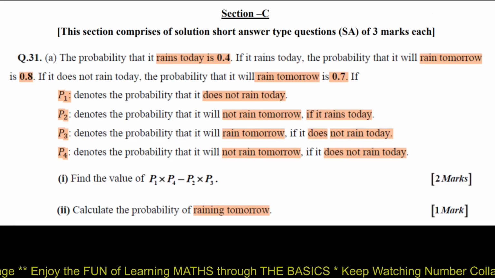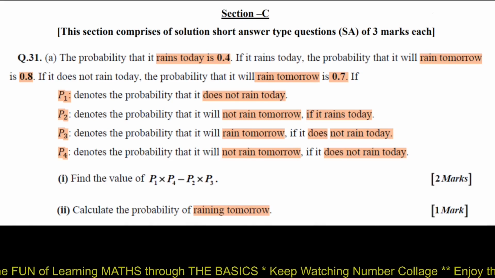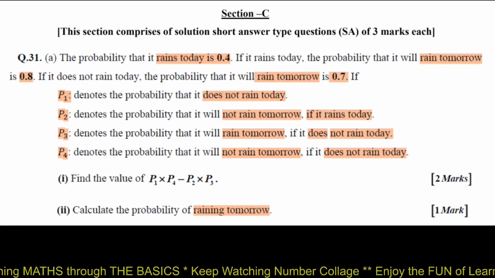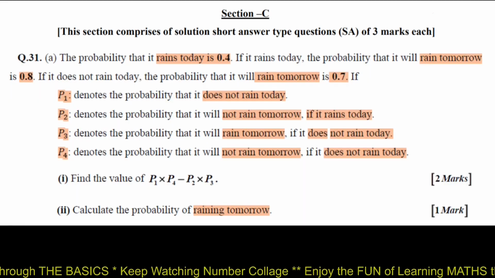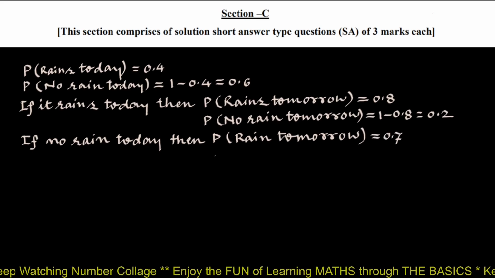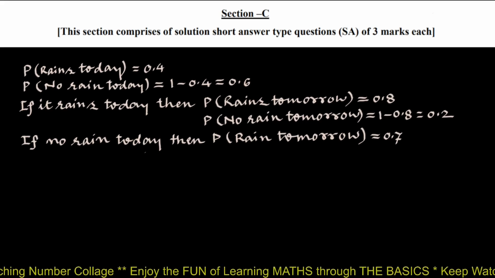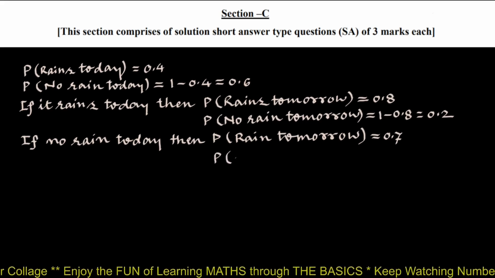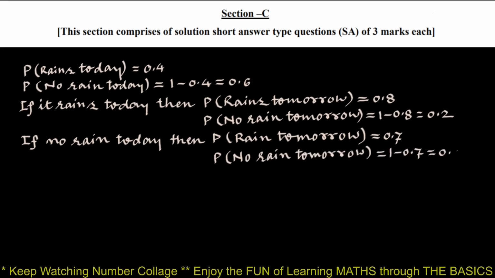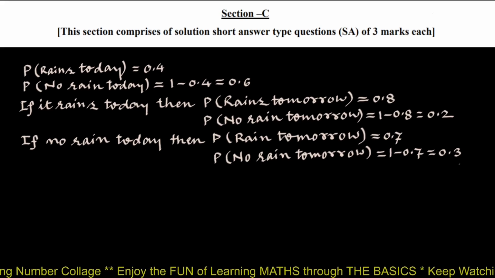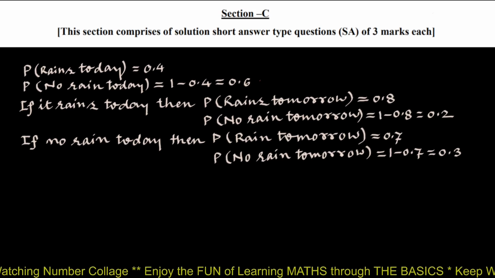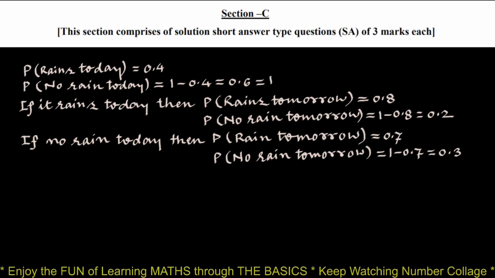complementary event. If it does not rain today, the probability that it will rain tomorrow is 0.7. This we write as if no rain today, then the probability that it will rain tomorrow is given to be 0.7. From this we can write if no rain today, then probability that there is no rain tomorrow will be 1 minus 0.7, 0.3, again being a complementary event. P1 denotes the probability that it does not rain today. So we denote 0.6 to be P1.